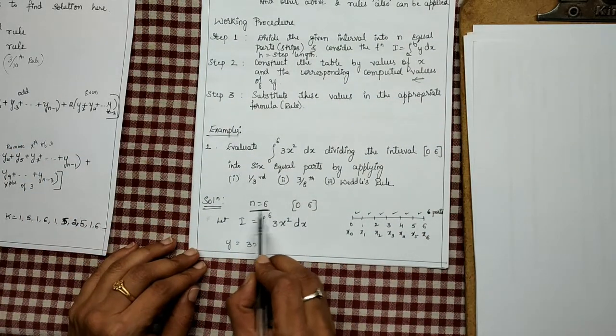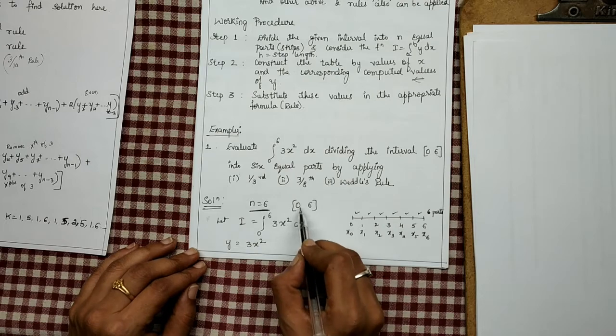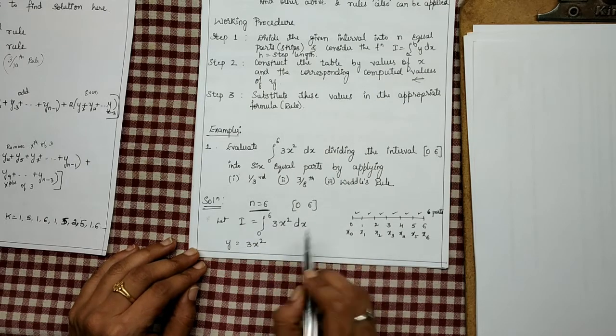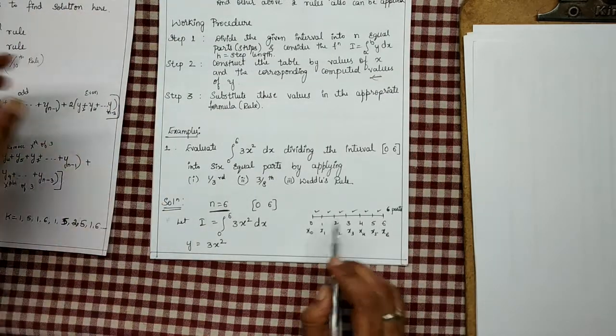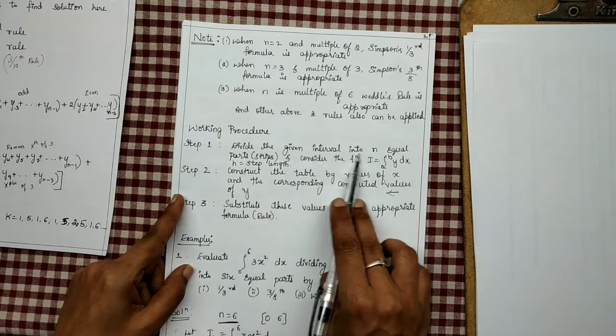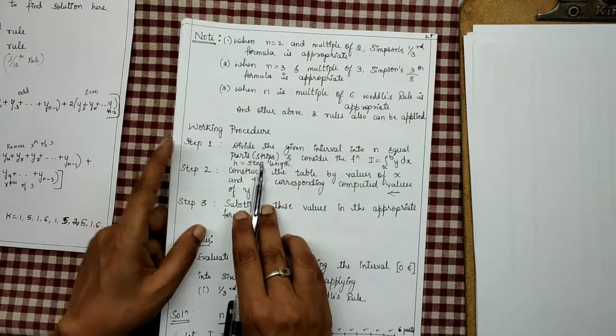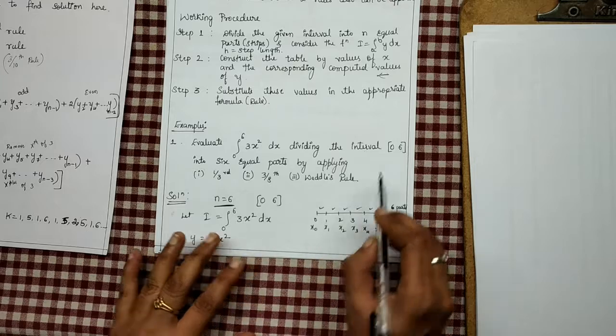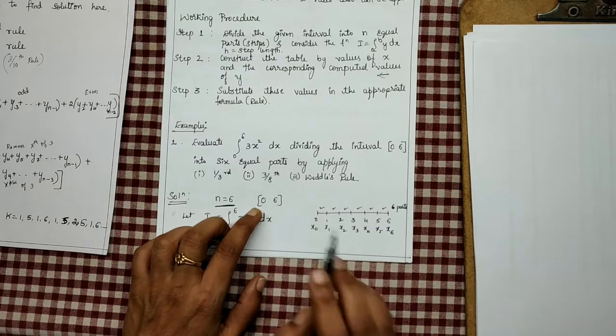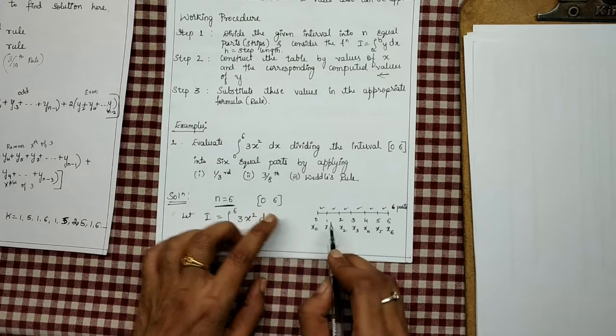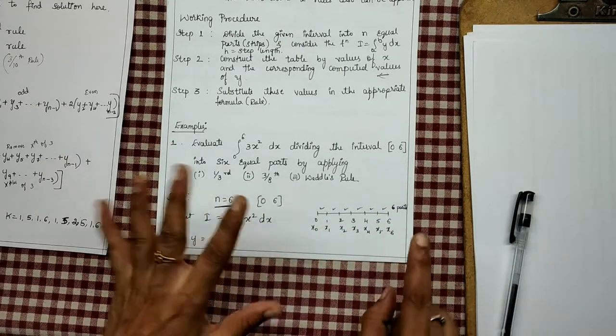Now, n is equal to 6, that is given in the problem itself. 0, 6 is the closed interval they have given. Now, we have to divide. What is the first step? Divide the given interval into n equal parts or strips. Let us divide the given interval into equal strips. What is the given interval? The given interval is 0, 6. This we have to divide into 6 equal parts.